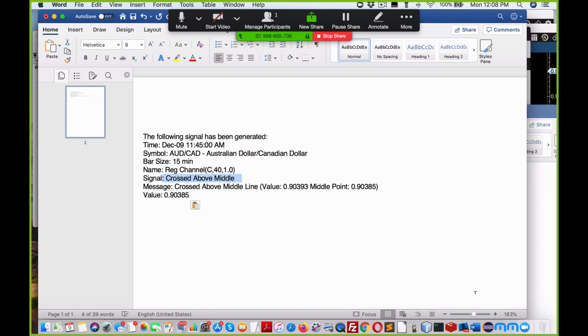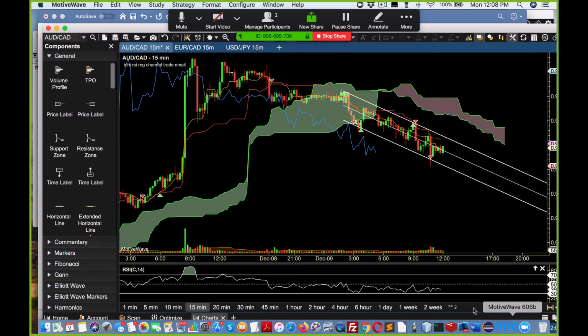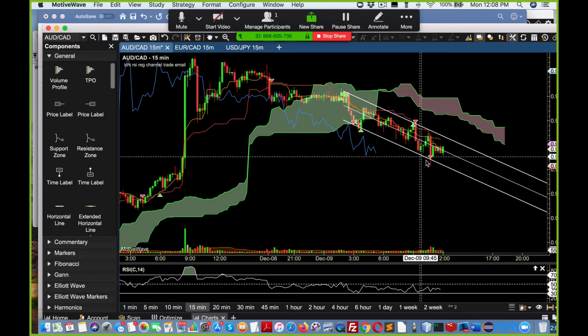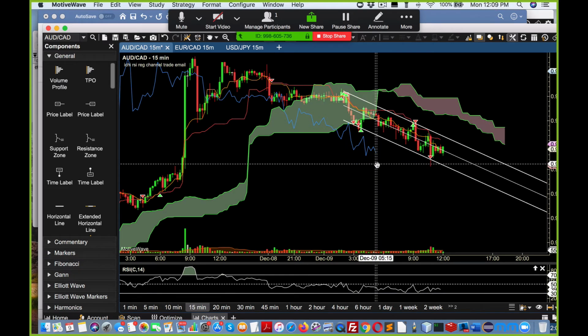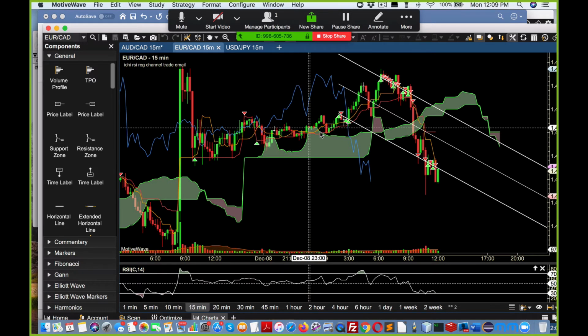So that's the format. So let's look at the results. When you look at the Forex side of things, these signals get generated, but again, they are because of the regression channel. So I think those can be somewhat ignored.